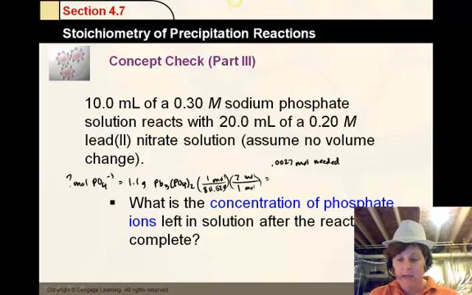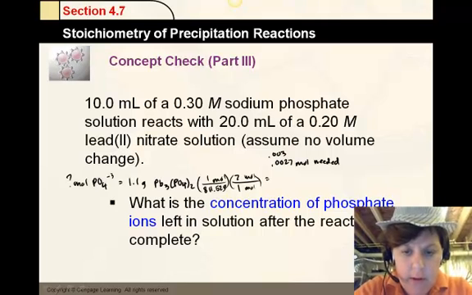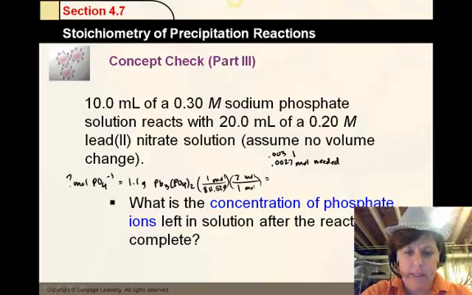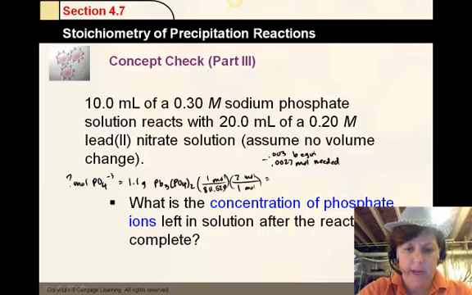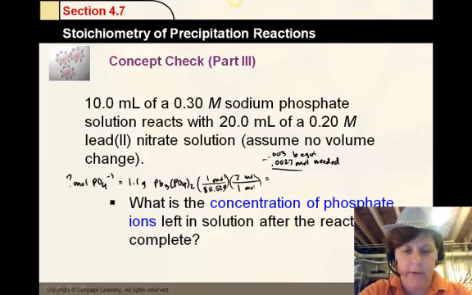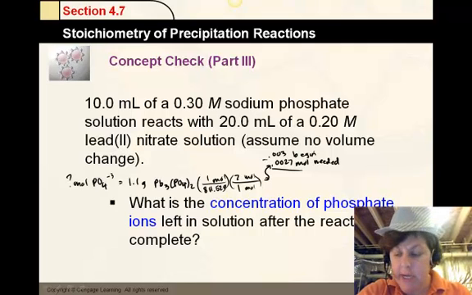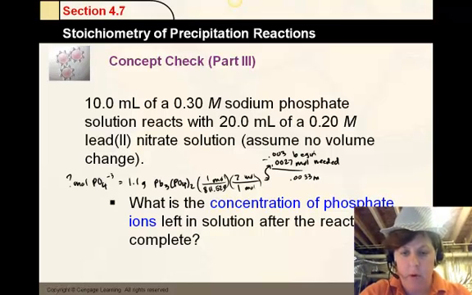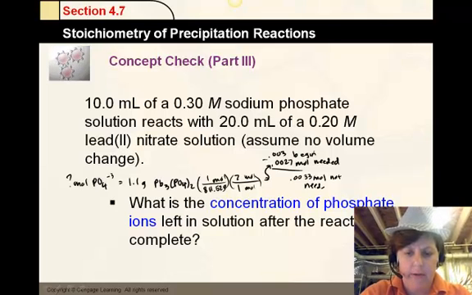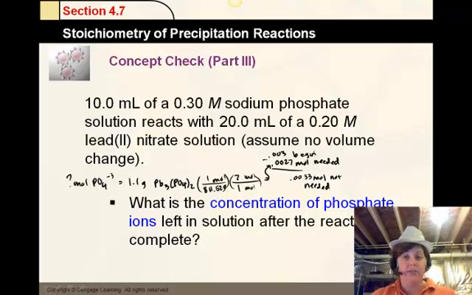Now, in the beginning, we had 0.003 moles, I believe. So this is the beginning amount. When I subtract these two, I get 0.0033 moles not needed. In other words, it wasn't needed to form the solid, so it's still floating around in solution. It wasn't all used up. Remember, the sodium phosphate was in excess.